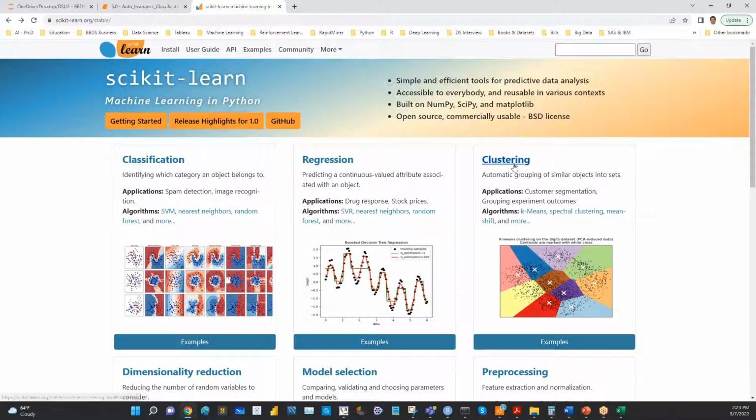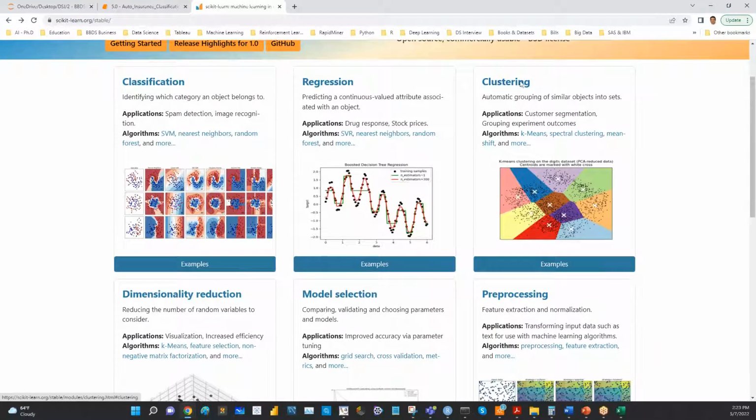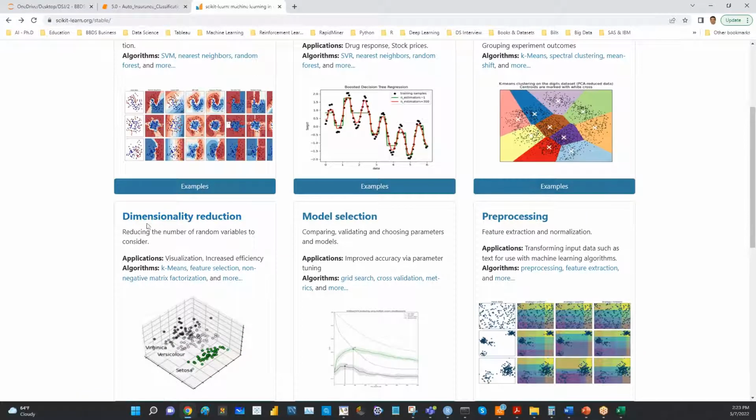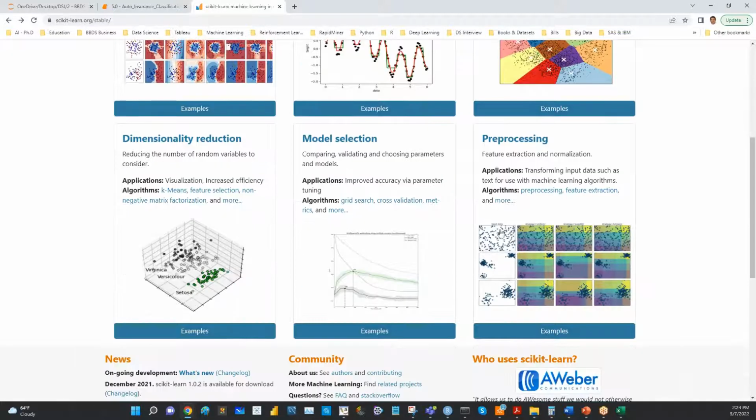Then it does support clustering, where you don't have a target variable. For classification, we have a target variable, and the target variable is either binary or trinary or multi-class. For regression, we have a continuous target variable. For clustering, we don't have a target variable. And on top of machine learning, it does support dimensionality reduction, model selection, and pre-processing, all types of possible techniques that you can use to pre-process our data. This scikit-learn supports it. It's a great library.